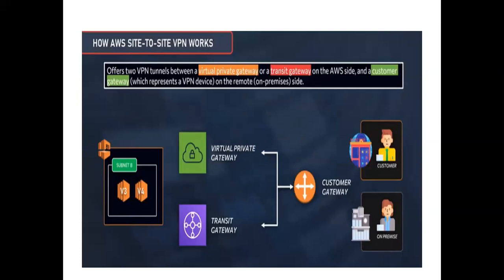So it offers two VPN tunnels between a virtual private gateway or a transit gateway on the AWS side, and a customer gateway, which is the VPN device on the remote on premises side. What I am saying is that at your on premises you need to have a customer device. Customer device is nothing but your firewall. That firewall should have an IP address which can talk to your AWS data center by using two methods. Either you can communicate via virtual private gateway or via transit gateway.